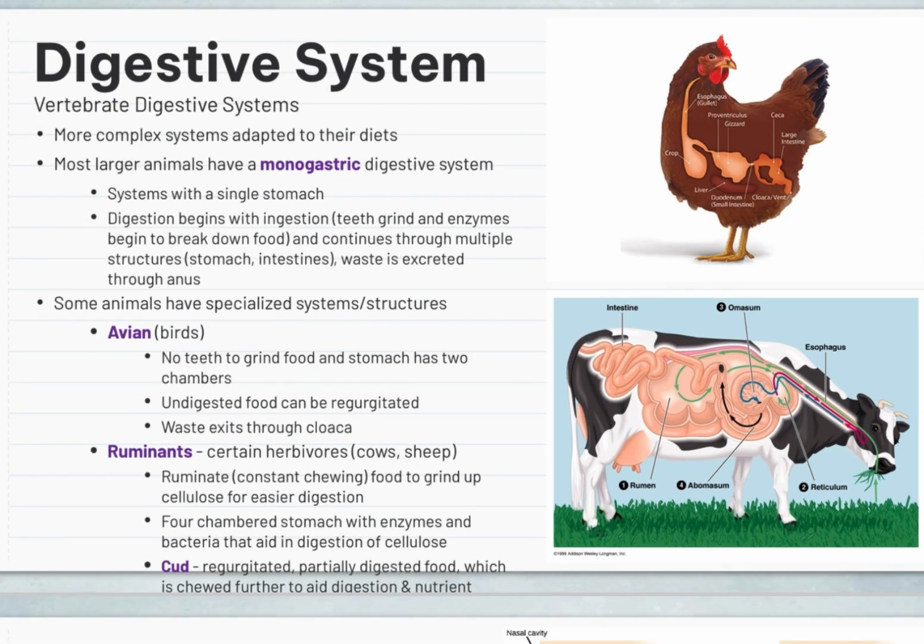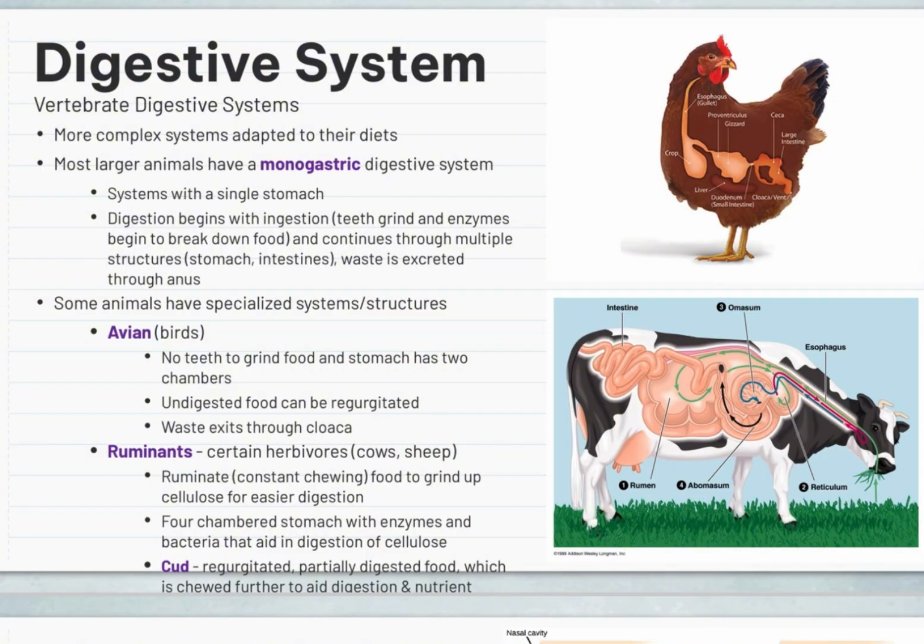Vertebrate digestive systems are far more complex because we've adapted based on our diets. Larger animals have a monogastric digestive system, meaning one stomach. They have a single stomach. The digestion begins with ingestion, so teeth for grinding and enzymes break down the food, so our saliva, our salivary glands, and then it continues through multiple structures. Our stomach, which has acid, which further breaks things down, and then our small intestines, which absorb nutrients, and then our large intestines, which absorb some of those vitamins and minerals, and then the waste is excreted through the anus.